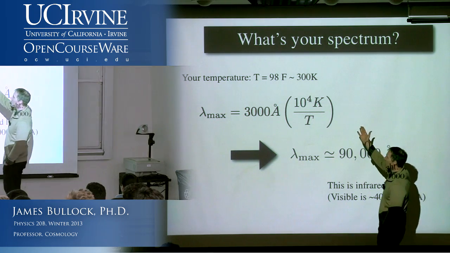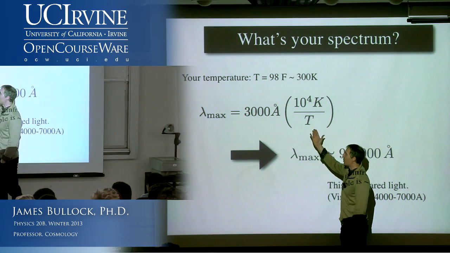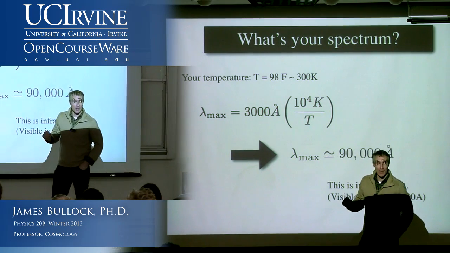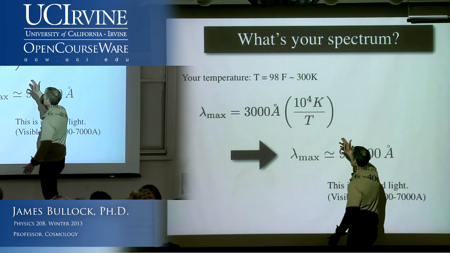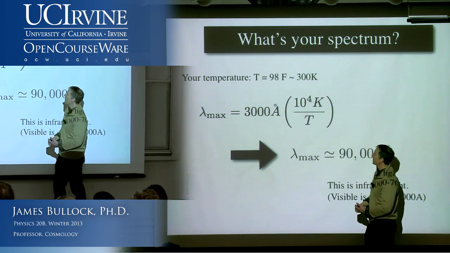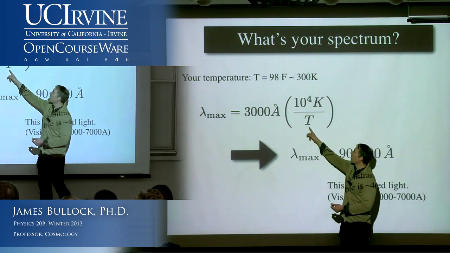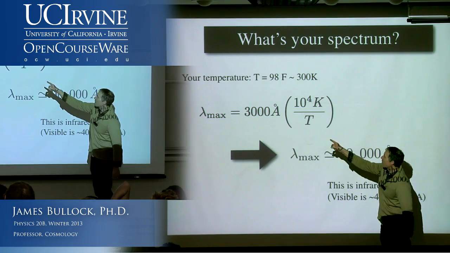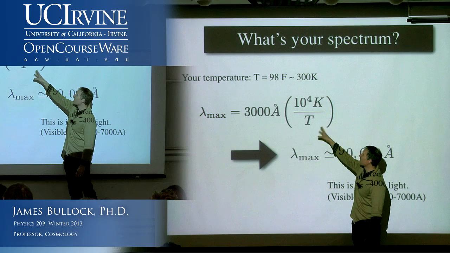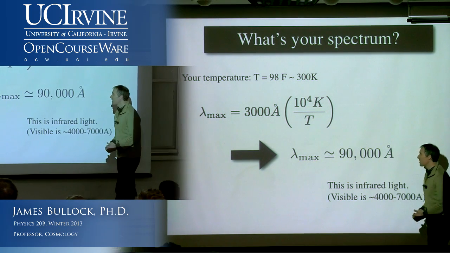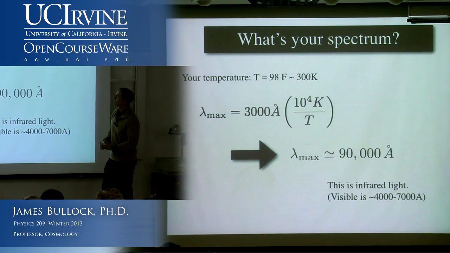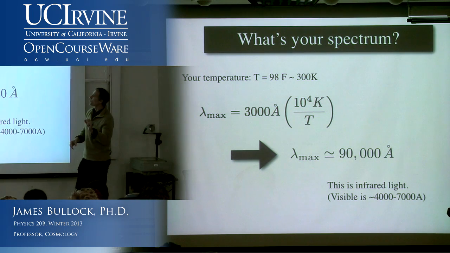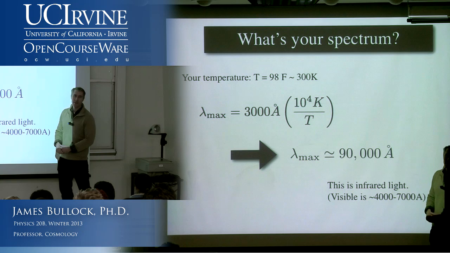So we know what our temperature is, so we can just use this Wien's law equation to figure out where our peak spectrum is, where most of our light is being spit out. So if the temperature is 300 K, I plug it in here. I can do that math pretty easy because I've got a 3 in the denominator and a 3 here. I can cancel those. And then I've got 1,000 times 10 to the 4 over 10 to the 2. Anyway, you get a number like about 90,000.